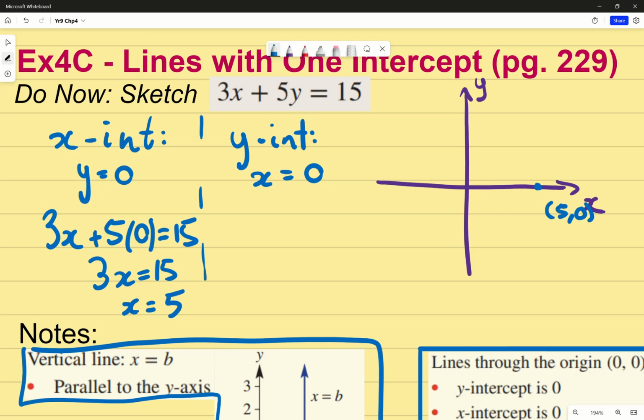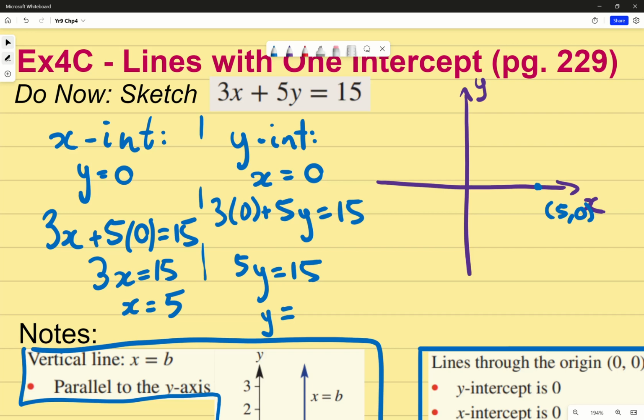We're going to do the exact same thing for our y-intercept, where we let x equal 0. So I'm going to replace x with 0. We get 3 bracket 0 plus 5y equals 15. Of course, anything times 0 is 0. So we have 5y equals 15, which, when we simplify, gives y equals 3.